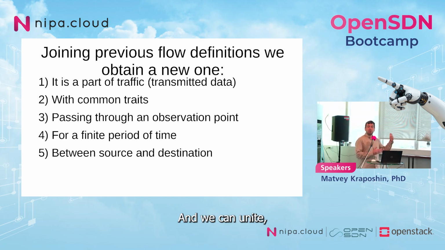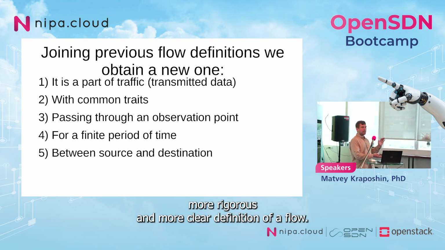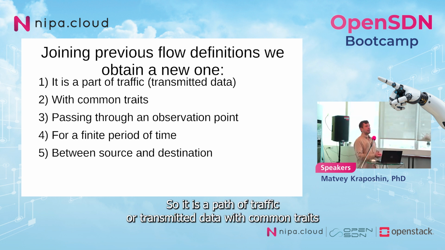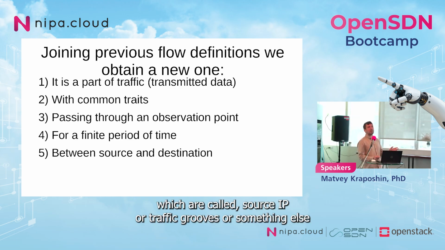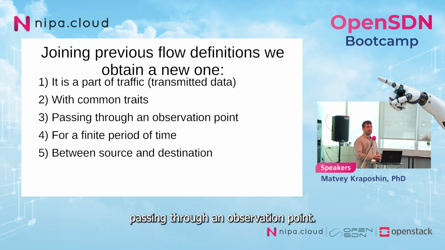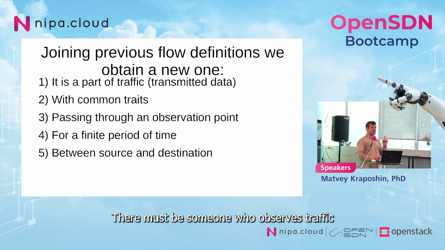And we can unite different definitions to create a more rigorous and clearer definition of a flow. It is a part of traffic or transmitted data with common traits, such as source IP or traffic groups or something else, passing through an observation point. So there must be an observer. There must be someone who observes this traffic.